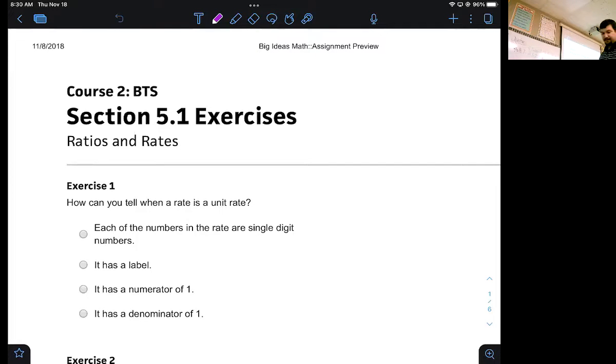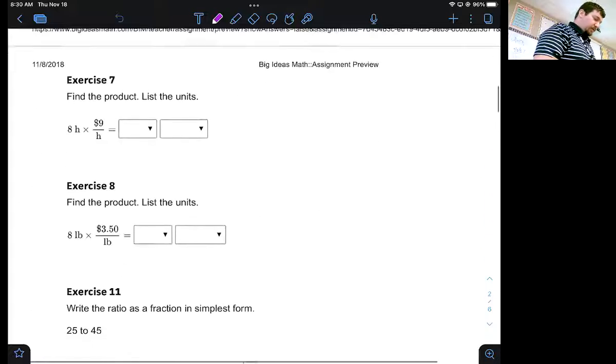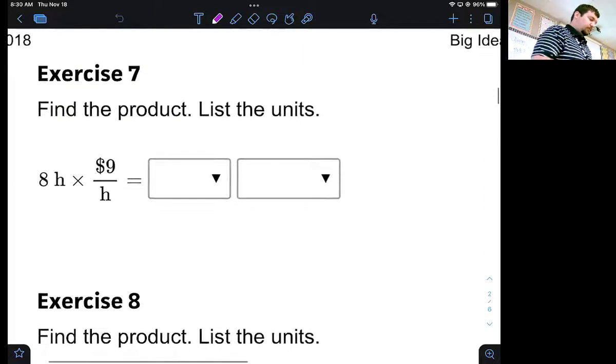All right, so before we get into 5.2, let's look at some 5.1 homework questions. Yesterday's homework. We'll start by looking at number 7. Number 7 says, find the product. Now, product means to multiply.